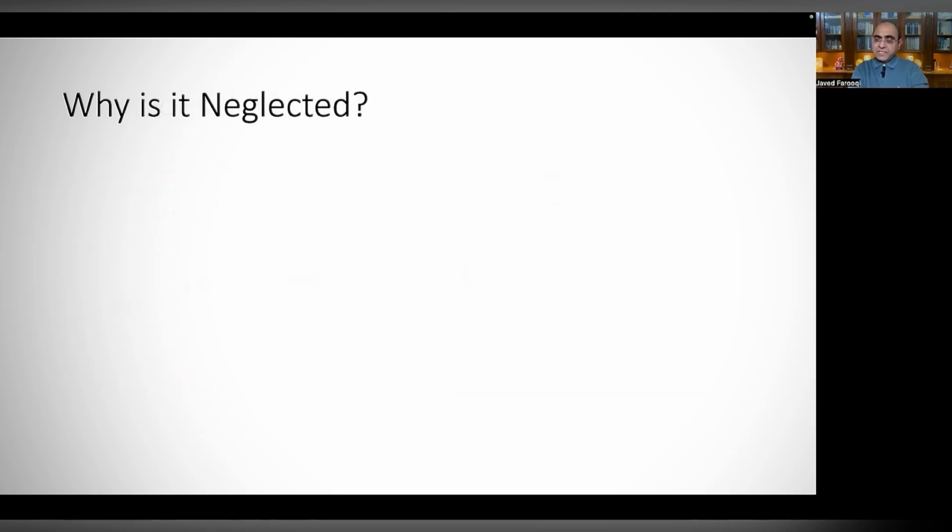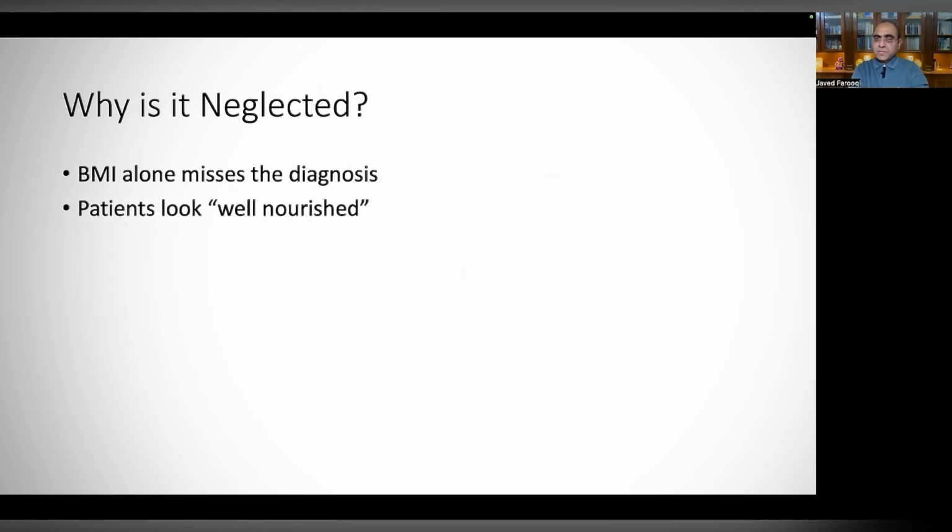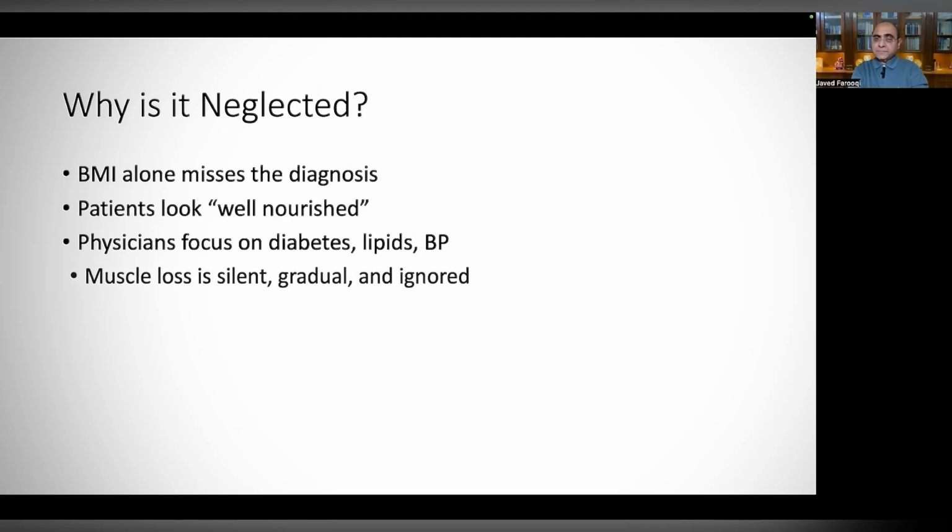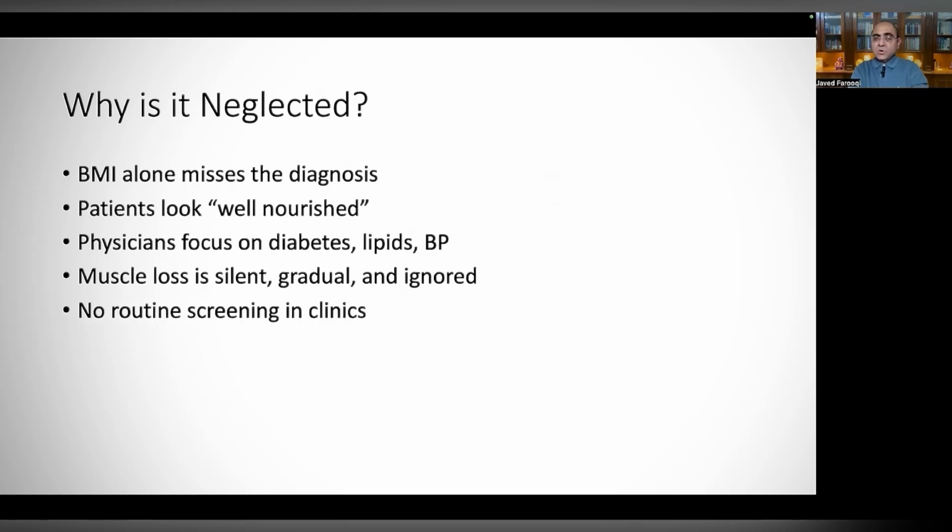Why is it neglected? BMI alone misses the diagnosis of sarcopenic obesity. The patient looks well nourished. Physicians focus on diabetes, lipids, and blood pressure. Muscle loss is silent, gradual, and ignored. And there is no routine screening in clinics.